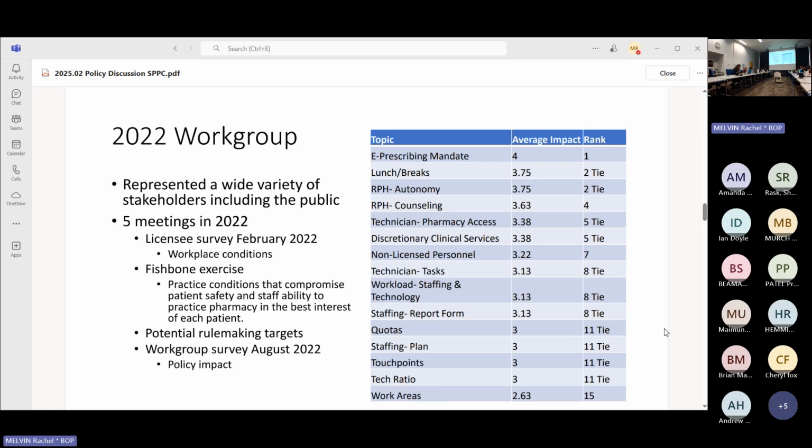In April, board staff was provided with a preliminary copy of the survey's data. In June, staff was provided with a final copy of the survey data. And the work group met again in July and September 2022 to continue to identify and prioritize potential targets for future rulemaking and to do a high-level review of proposed rules that staff drafted.